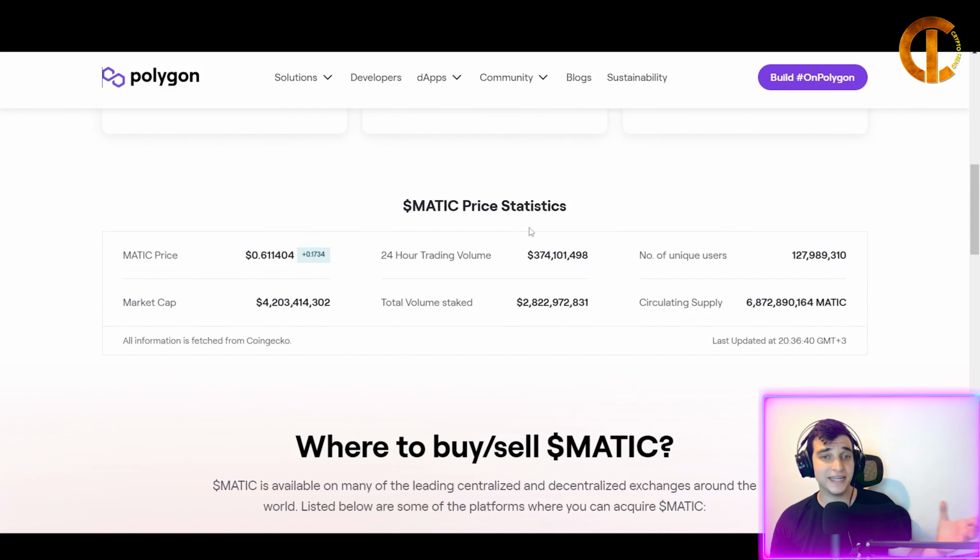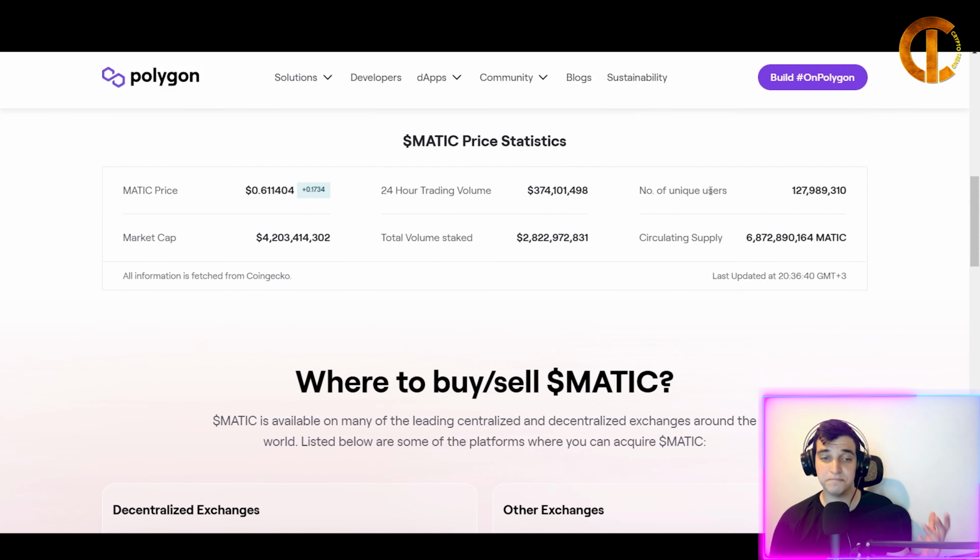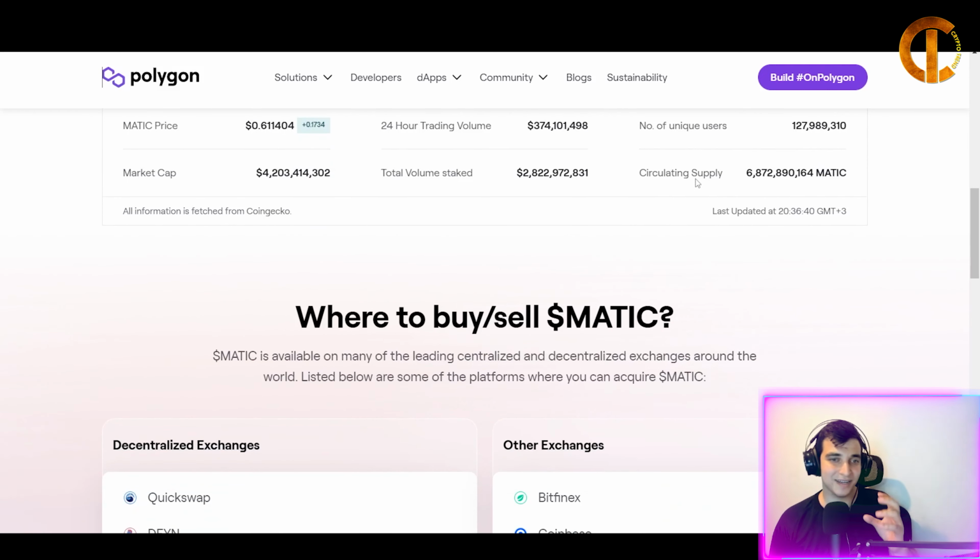About Matic price statistics. So as you can see, 24 hours trading volume is over $300 million. The number of unique users is over 127 million. The circulating supply is over 6 billion Matic, the total volume that is staked is over $2 billion, and the market cap is over $4 billion. So as you can see, it's a very big project, not a small project thinking maybe for the short term, but they're thinking for the long term.